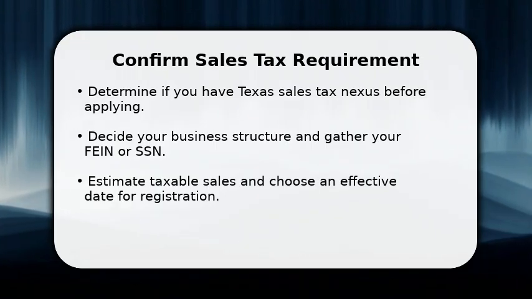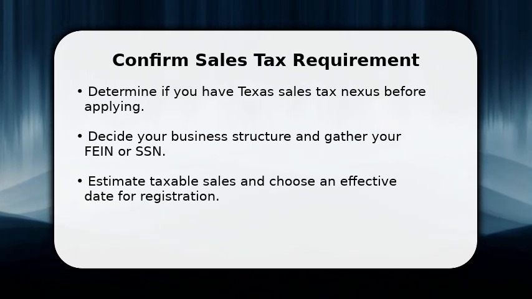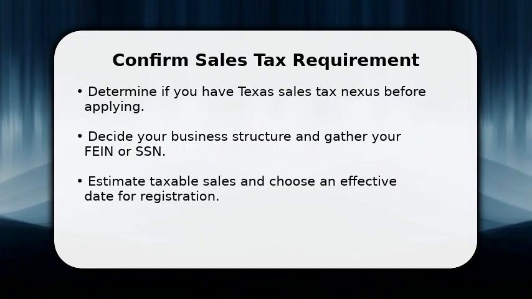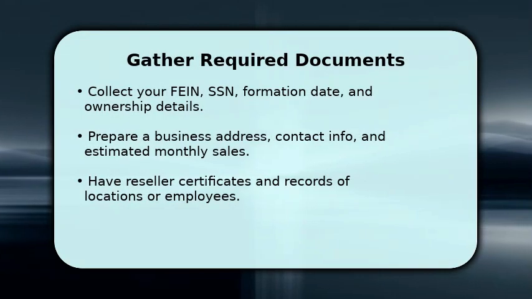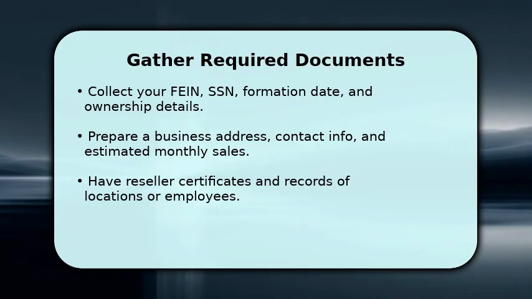Pick an effective registration date, such as your first sale date, and prepare to collect resale certificates when buying for resale. Collect all documents before you start the application: Federal Employer Identification Number, FEIN or Social Security Number, business formation date, and owner or officer details with contact information.